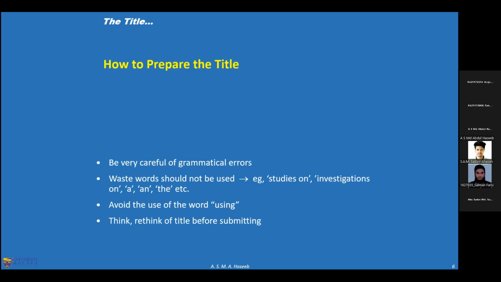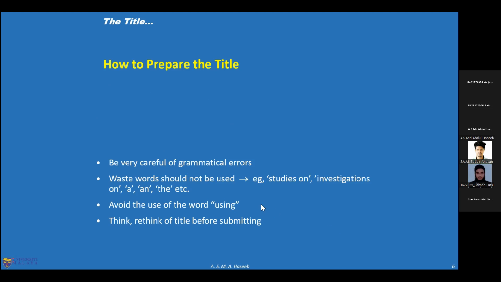And we have to be extremely careful about error in the title, because if there is any error in the title, the reader will have very bad first impression about the author and about the work. So he or she will think that the author is not even able to write a title. So how can we trust his work? So please be careful about it.